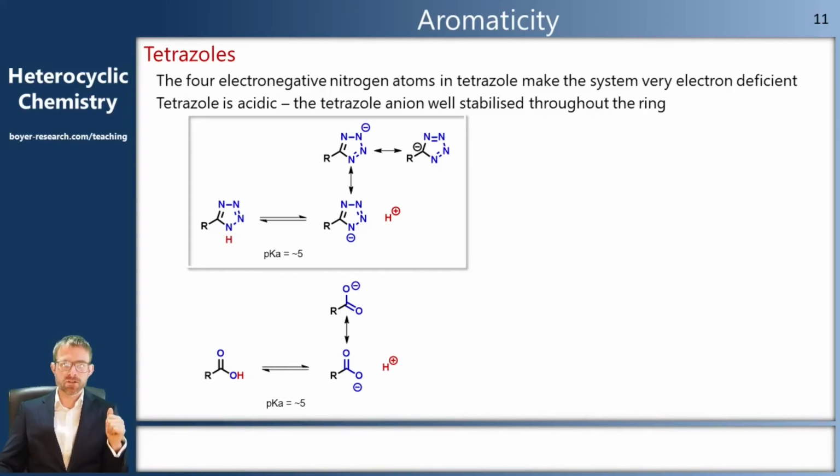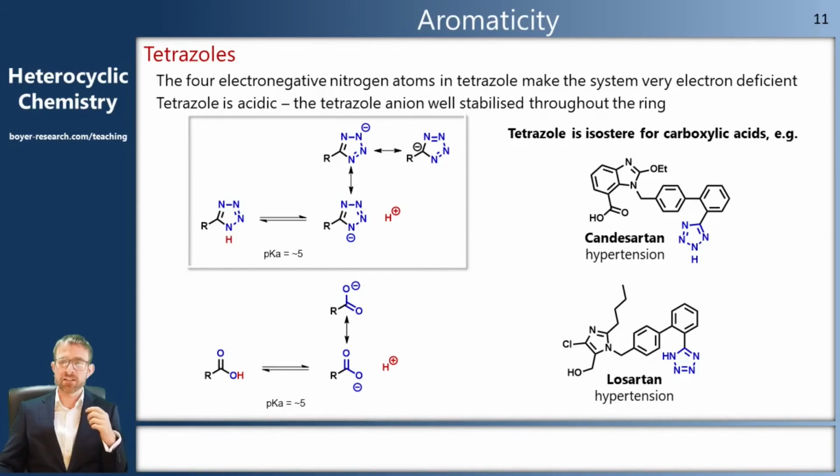If we remove that proton from tetrazole, what we end up with is a negative charge on an aromatic ring that contains 4 electronegative atoms. This is a very stabilized negative charge, and that means that tetrazole is acidic. In fact, its pKa is around about 5, which means it's the same as acetic acid. What this means is you can actually replace acetic acid in things like drug molecules with tetrazoles. This has beneficial properties, and has been used in several drug molecules such as candesartan and losartan.